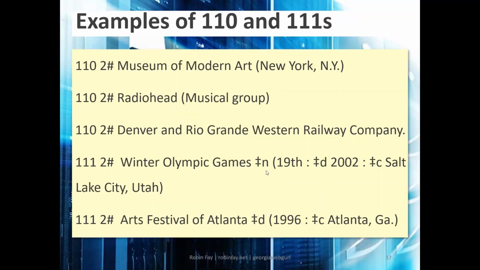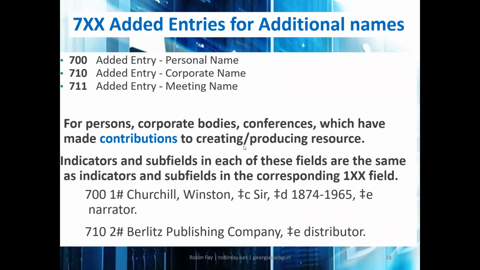Again, we're not going to go through all of these. If you look down here at the Winter Olympic Games, these are all defined with the subfields to tell you exactly what you need to do, and you're really just following what is in the authority file. So if you look up the Denver and Rio Grande Western Railway, that is the format that you will find in the authority record. You remember when I said if you had other people, what do you do with them? Well, you're going to add them in those 700 fields if it's a personal name, 710 if it's a corporate group of people, 711 if it's a meeting.